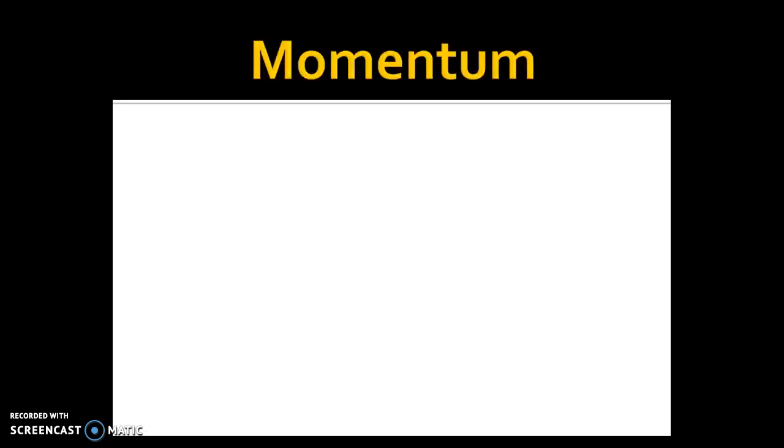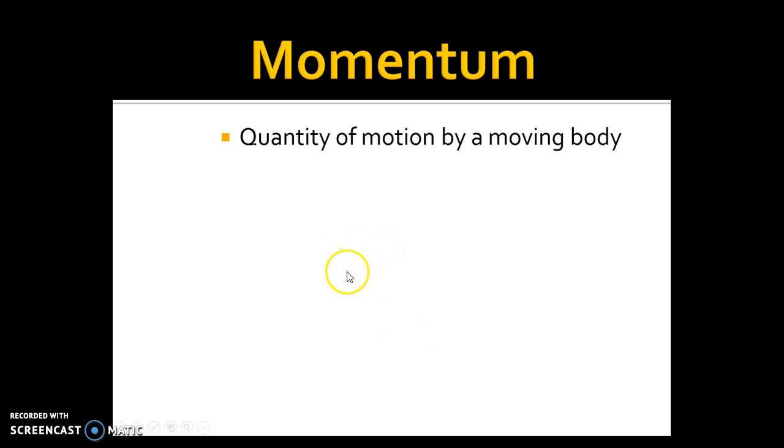Okay, so momentum. All right, so our next calculation is with regard to momentum. So momentum refers to the quantity of motion by a moving body. Okay, so we have to know that definition: quantity of motion by a moving body. Now, the calculation for this is mass times velocity. Okay, so we've already looked at mass in terms of kilograms. Now we've got to look at it times velocity.